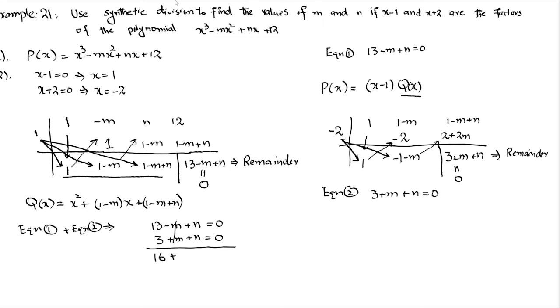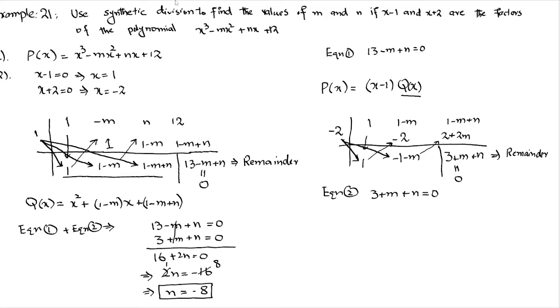And we have n plus n, 2n, is equal to 0, which implies that 2n is equal to minus 18. Divide both sides by 2. 2 ones are 2 and 2 eights are 16, which means that n is equal to minus 8. The value of n is minus 8.